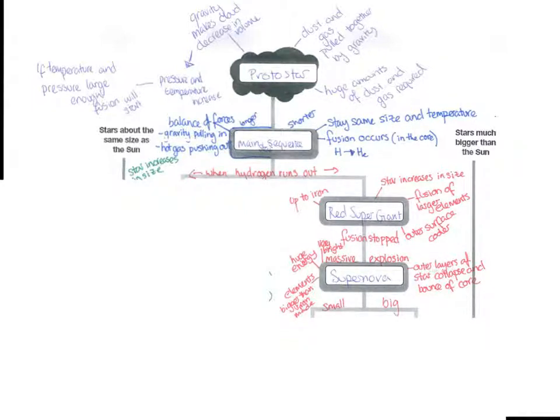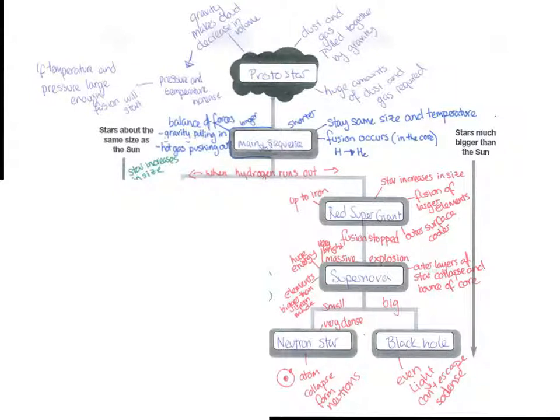Any element bigger than iron will be made in a supernova because it needs lots of energy for that fusion to occur. So there is some fusion taking place in a supernova, but it's only of elements bigger than iron because they need that extra energy. Now, depending on how big the star was, after the supernova, it can either turn into a neutron star, if it was a bit smaller, or a black hole if it was even bigger. And these are both quite interesting things.